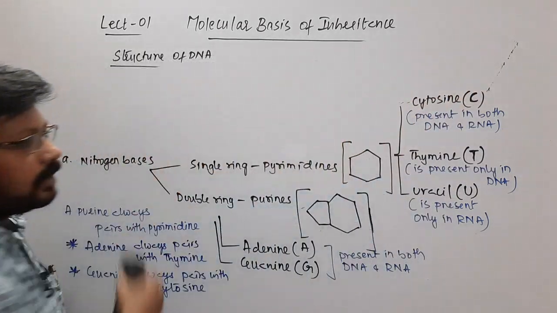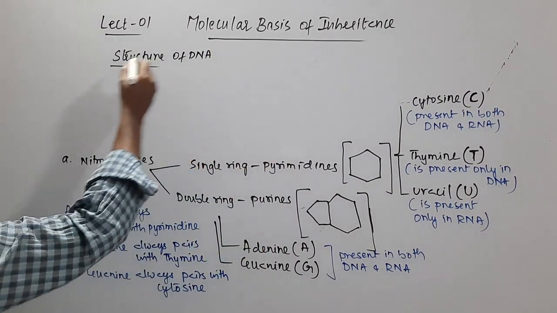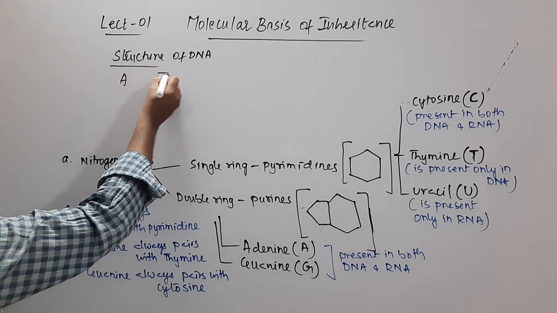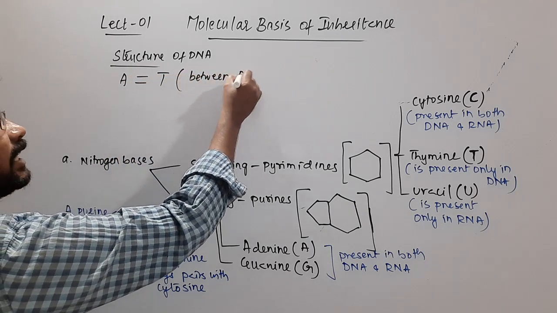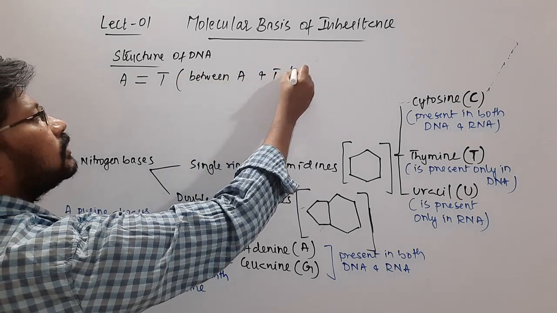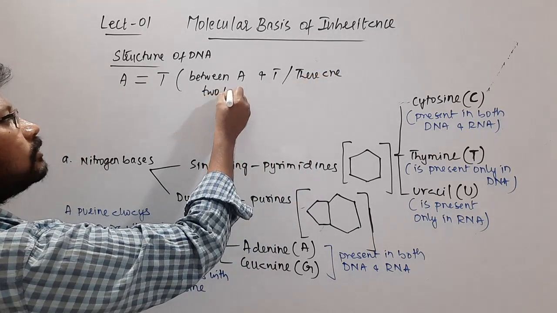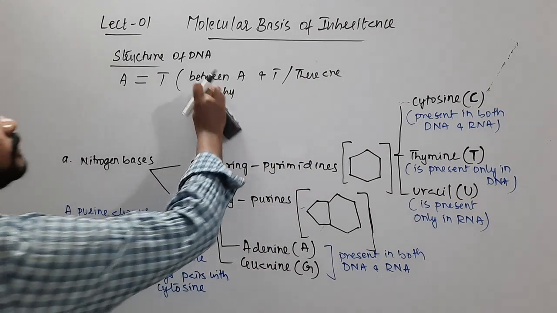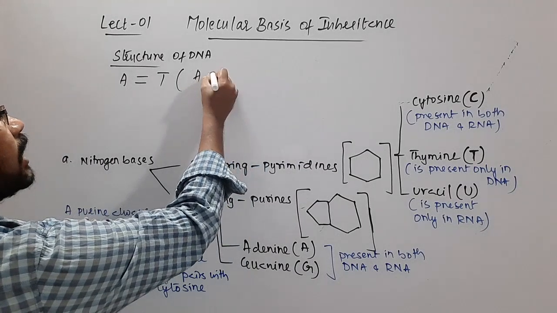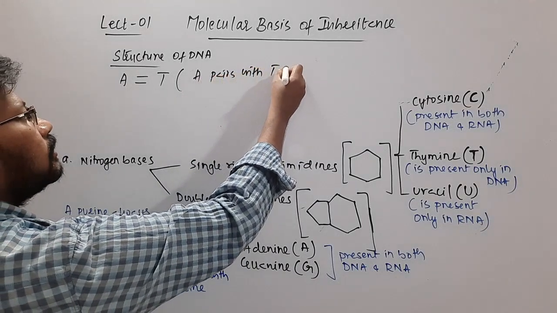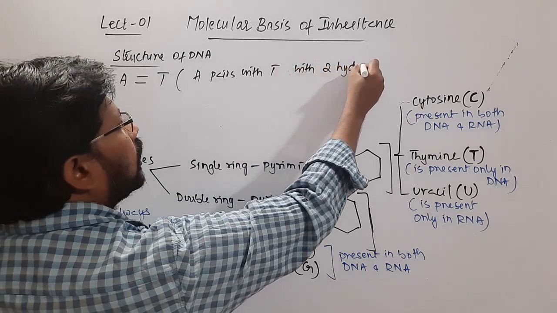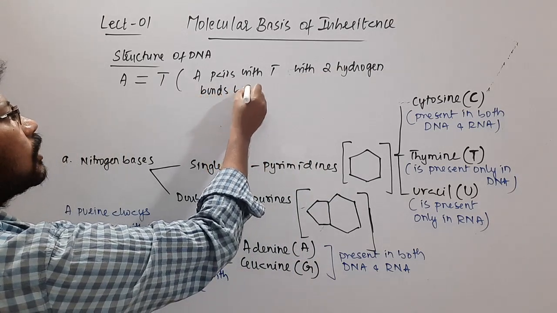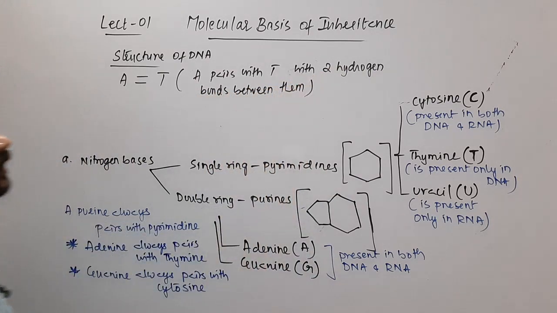I'll mention that adenine always pairs with thymine with two hydrogen bonds. Okay, so between adenine and thymine there are two hydrogen bonds. Or I'll mention, adenine pairs with thymine with the two hydrogen bonds between them. So adenine pairs with thymine with two hydrogen bonds between them.